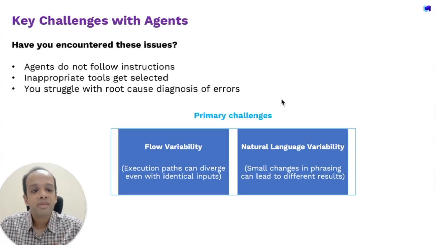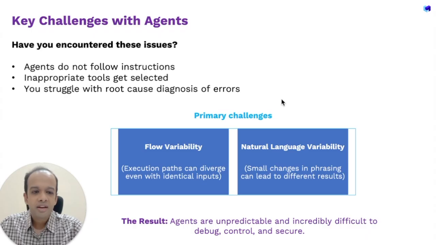They are non-deterministic and they also frequently interact with external tools. Secondly, they also have a natural language variability, which means that a slight change in phrasing the input can lead to a completely different result. Now, these factors make your agent's behavior unpredictable and incredibly difficult to debug. You cannot control costs or prove compliance.